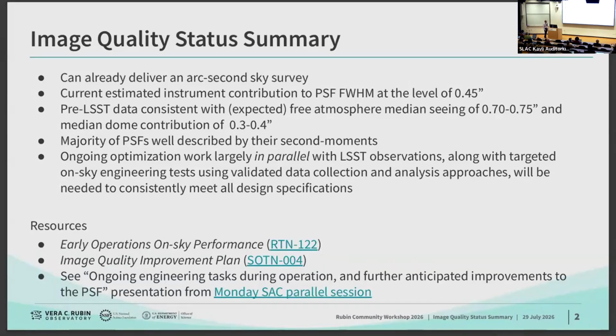What you'll see today, you can find more details on in these two tech notes: the early operations on-sky performance and the image quality improvement plan. These were part of the technical documentation package that we used for the start of LSST, but we made them tech notes so that the whole science community could read them and see for yourself. Also, Brian Stalder gave a summary with more discussion at the Monday SAC parallel session.